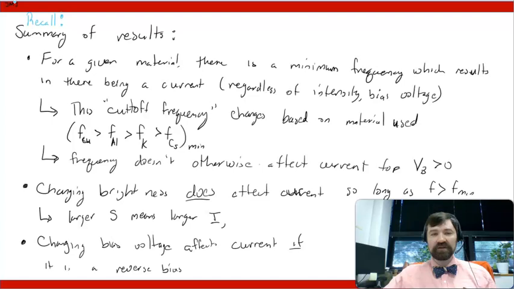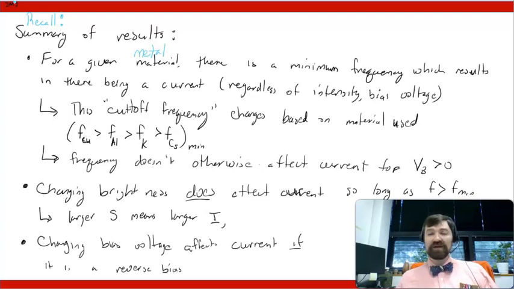We're not talking necessarily about insulators here. This doesn't really work well with rubber, for example, but for metals, you have some minimum frequency which results in there being a current regardless of what you do with the bias voltage and the intensity. You can call that minimum frequency a cutoff frequency. It's usually denoted with an f_min or an f_0. And as long as the light frequency is above that frequency, you can, in principle, detect some photocurrent, as long as you don't go too bad on your bias voltage.